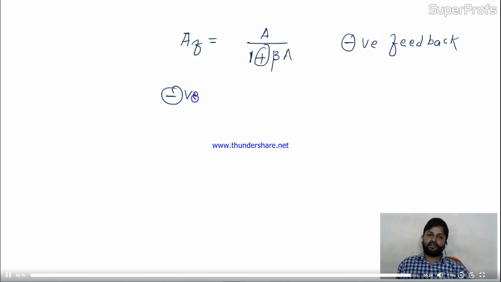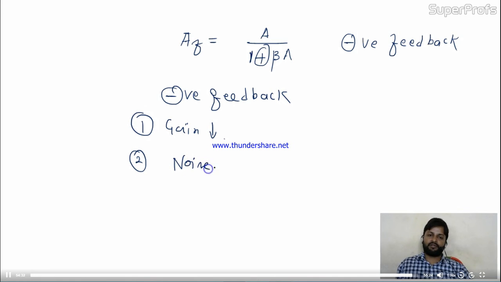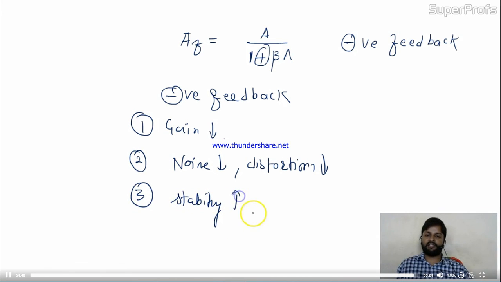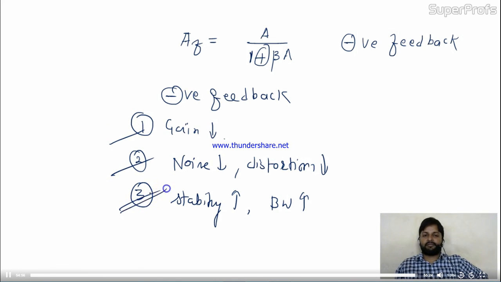In the negative feedback we have seen some properties of it. The effect of negative feedback: the gain is always reduced. What about noise? Noise is reduced. What about distortion? Distortion is also reduced. Okay. What about stability? Stability of the system always increases. Bandwidth also increases in the negative feedback. Okay, so these are some advantages of negative feedback.